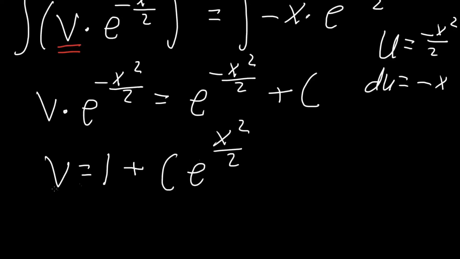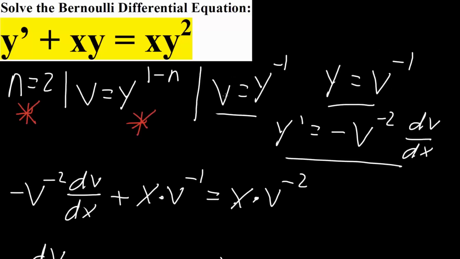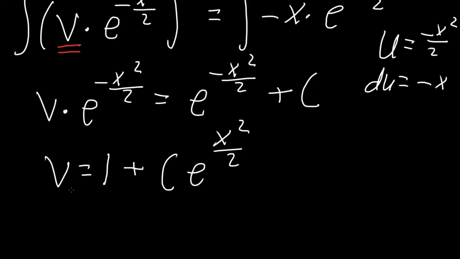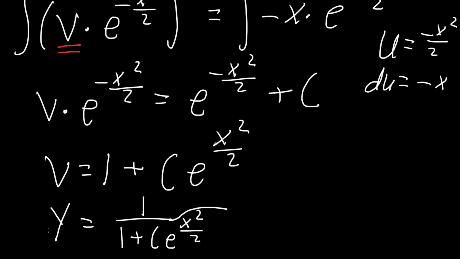And if you notice from the very beginning, we defined v. So let me go back to what we originally had. Originally, we said that v is equal to y raised to negative 1. So we're going to plug that back in. If v is equal to y raised to negative 1, we can essentially just flip everything. We can say that y is equal to 1 divided by 1 plus c e raised to x squared divided by 2. And this would be our final answer.